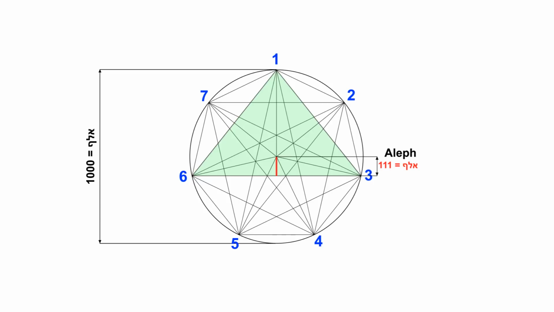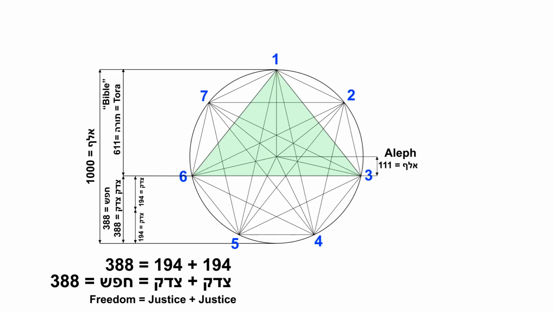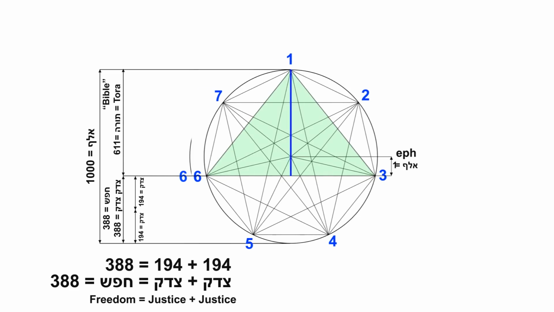Aleph, 111, is the distance between the center of the circle and the base of the pyramid. The height of the large pyramid in the circle is 611, in Gematria, Torah, the Bible. The remaining distance from the base of the pyramid to the bottom of the circle is 388. The word Chofesh, freedom, equals 388. As we can see, the word Torah, 611, is mathematically bound to the number 7, to the idea of freedom, 388, and to the word Tzedek, justice, equals 194. Thus, justice plus justice equals freedom.